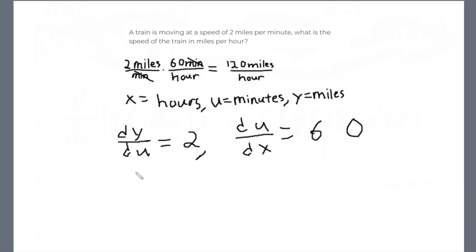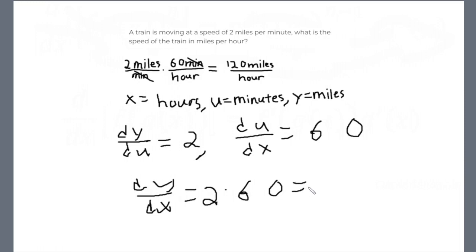Therefore, to find dy/dx, or miles per hour, we can just multiply dy/du by du/dx and get 120, which is the same as before. The only difference between this problem and the previous problem is that in this problem, the derivatives are constant, and in the previous problem, they were not.